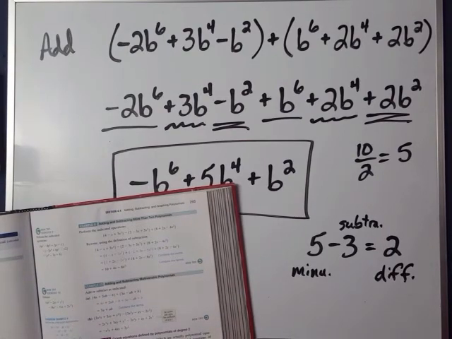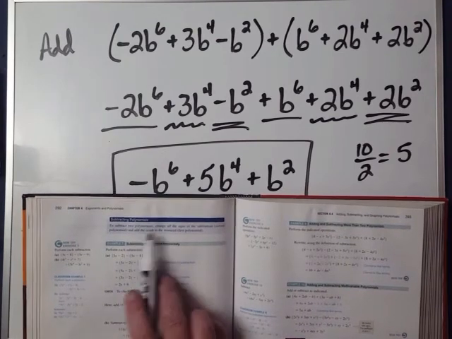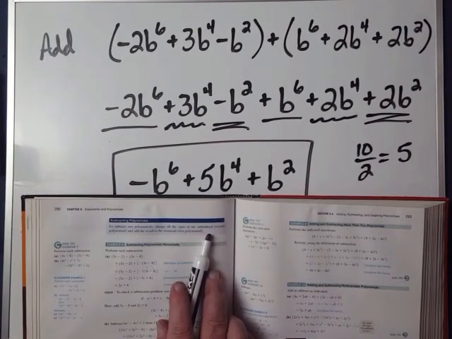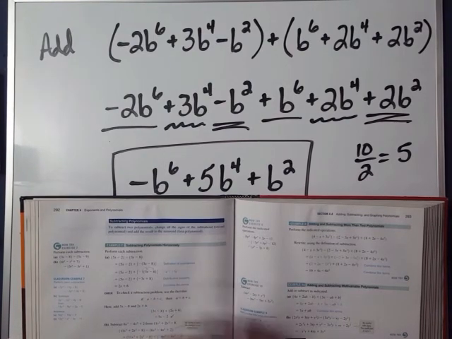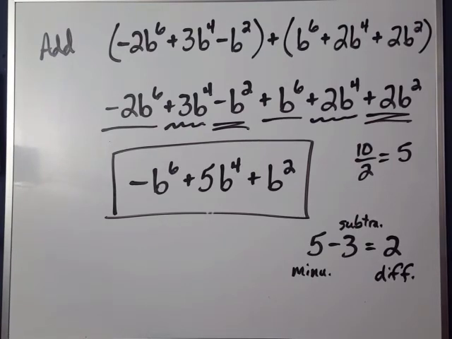So, all this boils down to, she says, change all the signs of the subtrahend. That's the second polynomial. Guys, all that means is distribute the negative. Distribute the negative.